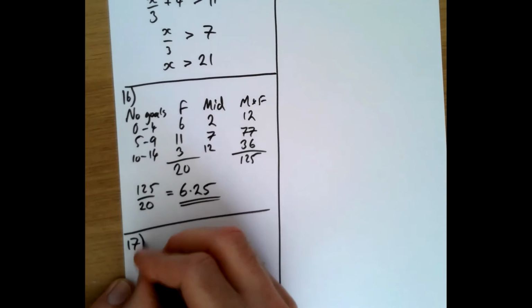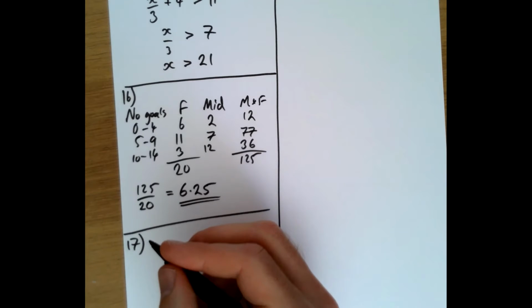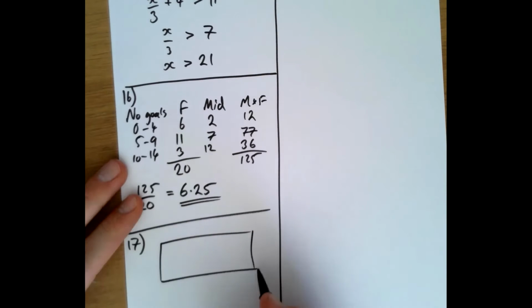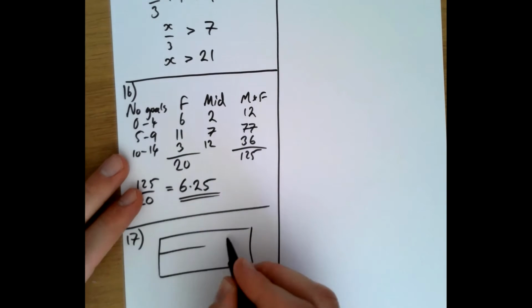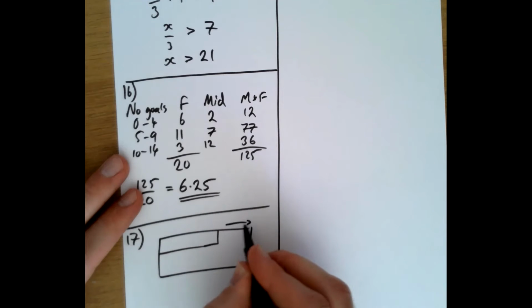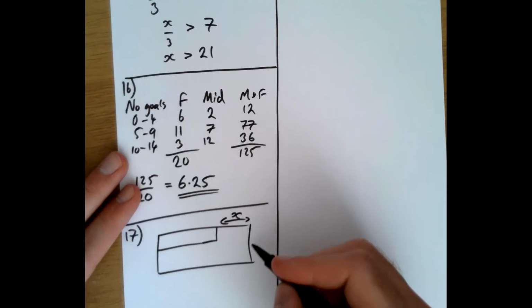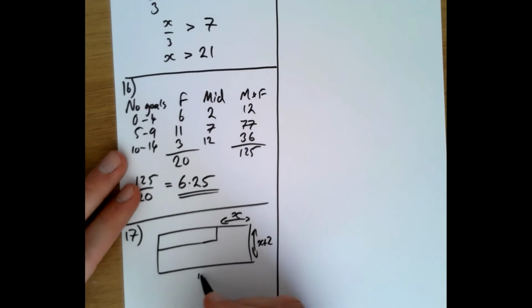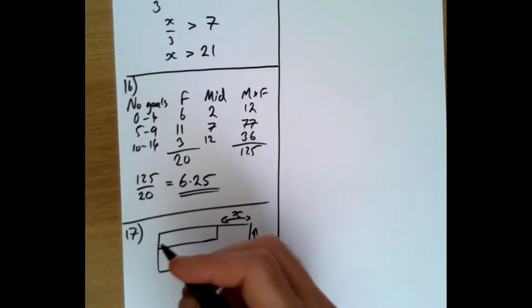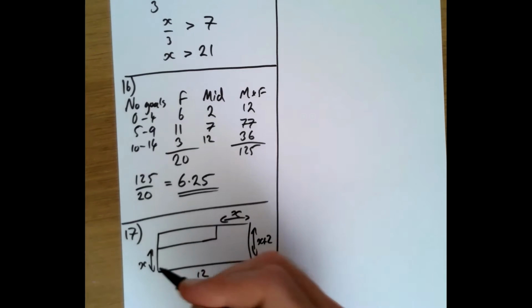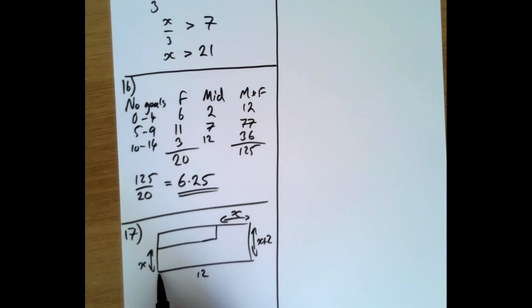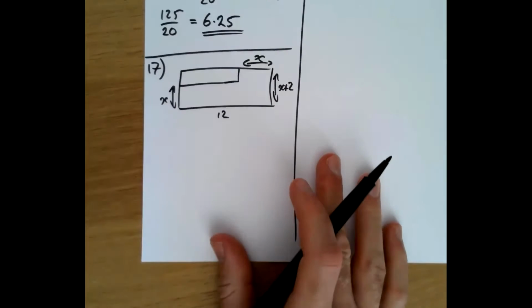Okay, number 17. Oh, this looks nice. This looks very nice. So let's draw out our rectangle like so. Let's just add some information on. So that's x. This one is x plus 2. This one's 12. This one is also x. Right, so I'm going to put some other bits on. Well, if this whole base is 12, let's just move it up a bit. Let's just refocus so that you can actually see it.